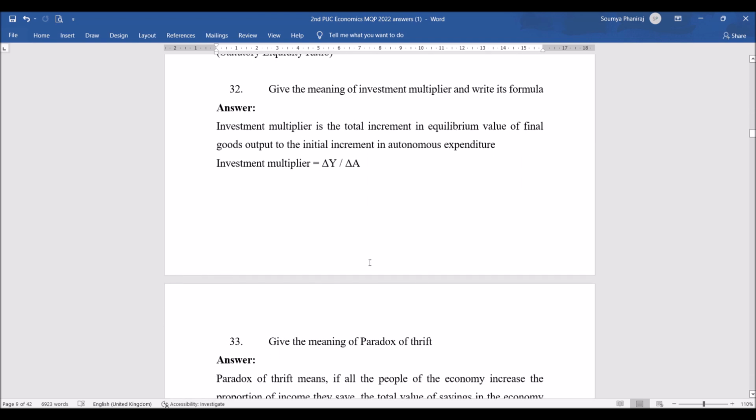Give the meaning of investment multiplier and write its formula. The investment multiplier is the ratio of the total increment in equilibrium value of final goods output to the initial increment in autonomous expenditure. So the formula is depicted like this: delta Y divided by delta A.